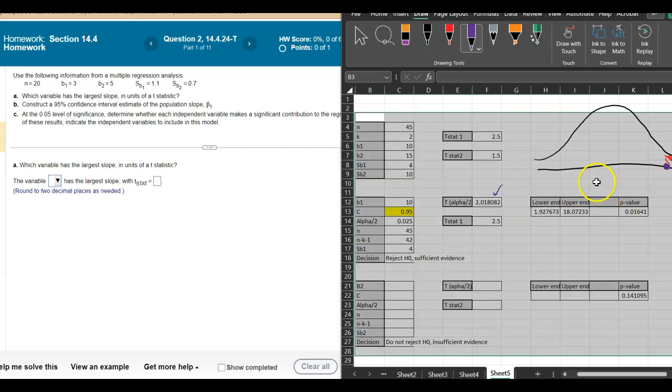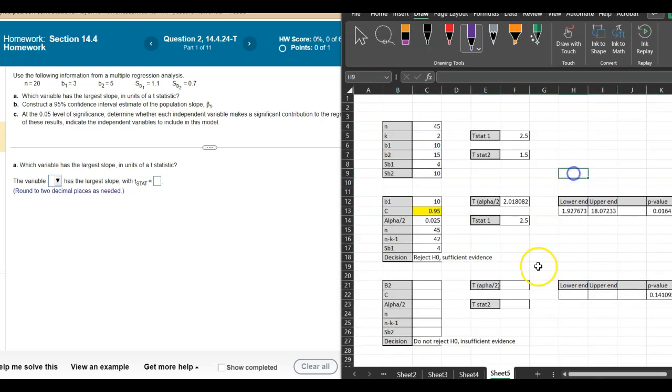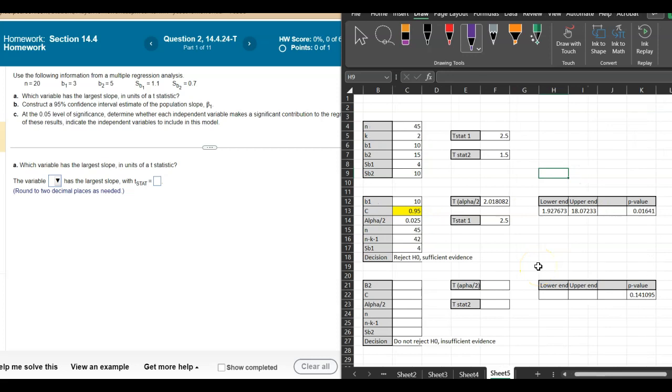So we don't need this. My table is already set up with the formulas. The only thing I need to do is change the values. So for n here, it can be 20. Then we have 2 as well because we have b1 and b2, so k is 2. Now b1 is going to be 3, b2 is going to be 5, sb1 is 1.1, and sb2 is 0.7. Okay, and you can see here everything has been changed.